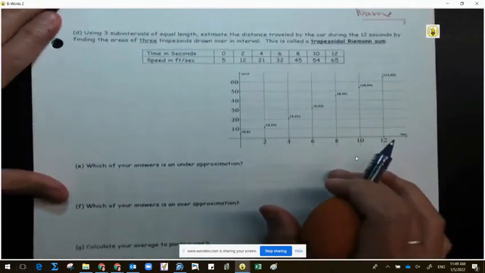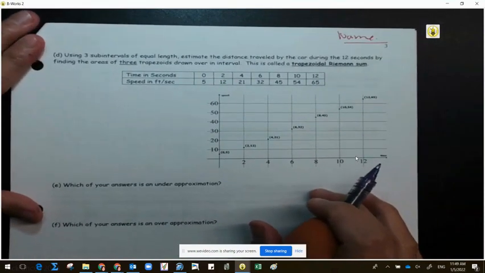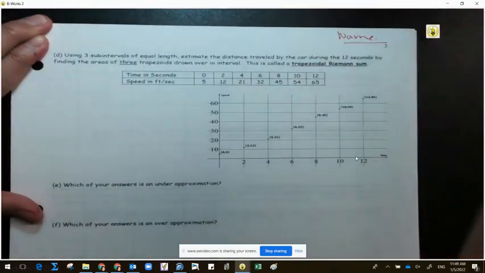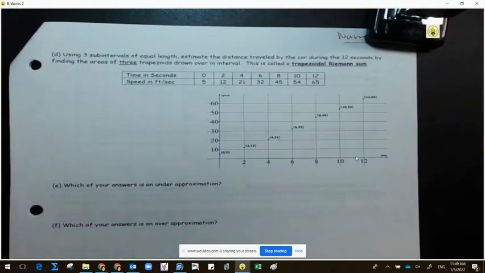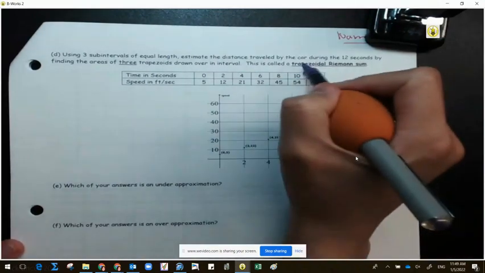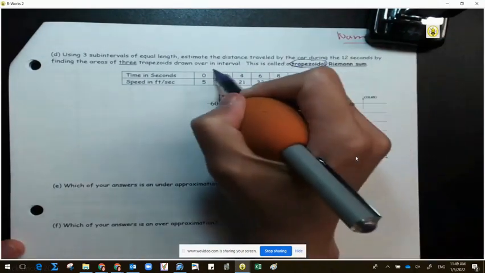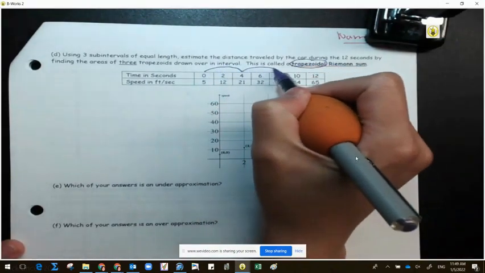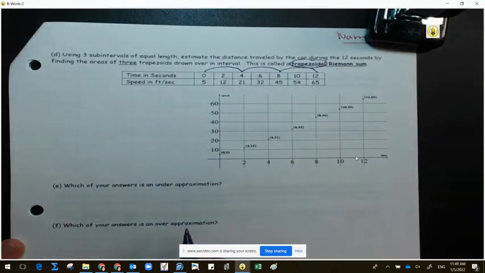Most definitely. All right. So for part D, Hamilton, let's read. Using three subintervals of equal length, estimate the distance traveled by the car during the 12 seconds by finding the areas of three trapezoids drawn over an interval. This is called a trapezoidal Riemann sum. So we're looking at trapezoidal Riemann sum. Again, it's the same graph or same table as well.